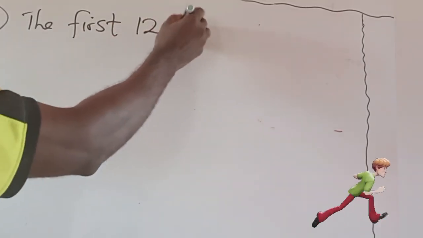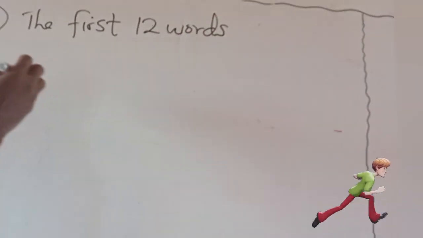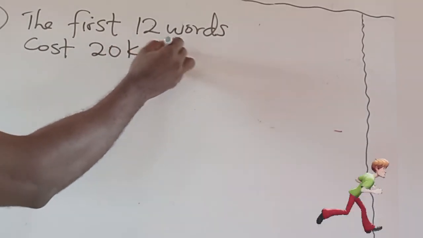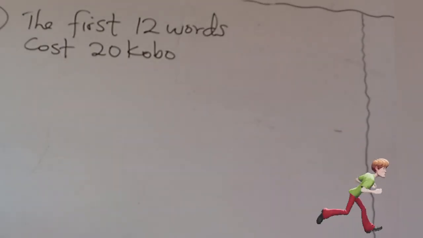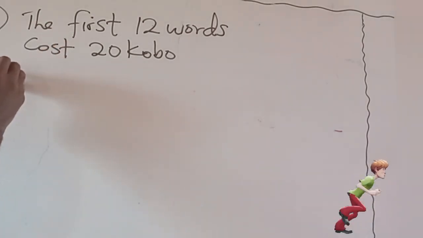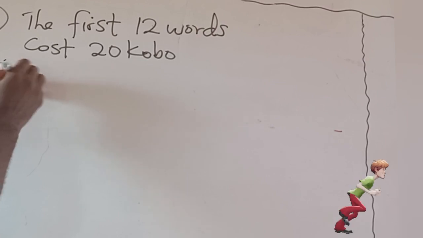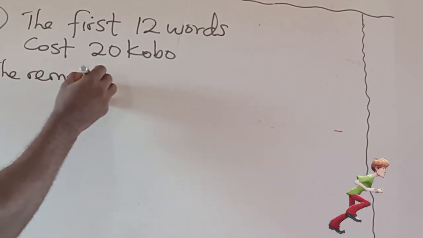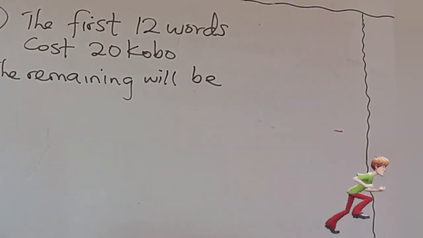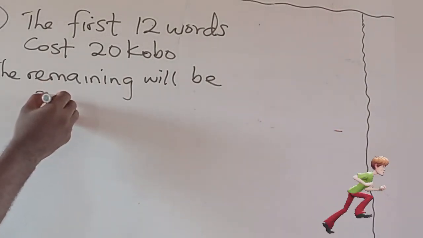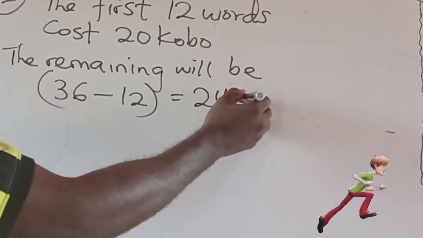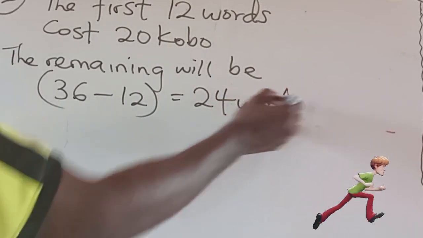The first 12 words, you can see, cost a certain amount of money given to you, which is 20 kobo. The first 12 words cost 20 kobo. Now let's move forward. Then we say the remaining. Before you can know the remaining, from the 36 words, you remove the 12 from 36 to get the remaining. So that will be 36 minus 12, which is 24. So we have 24 words.